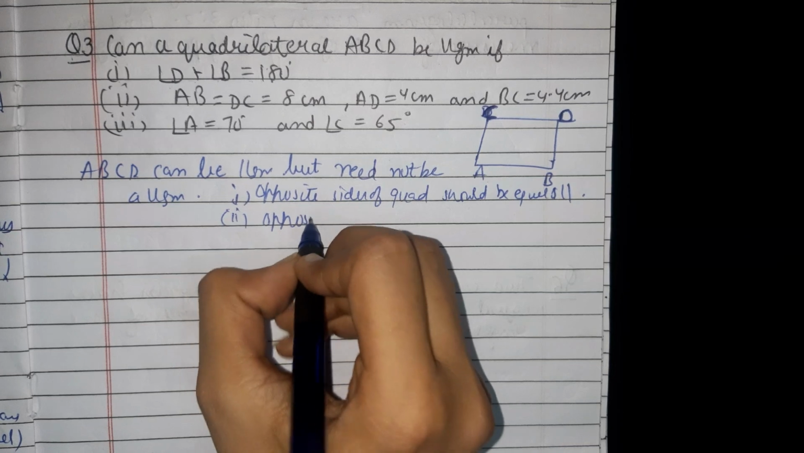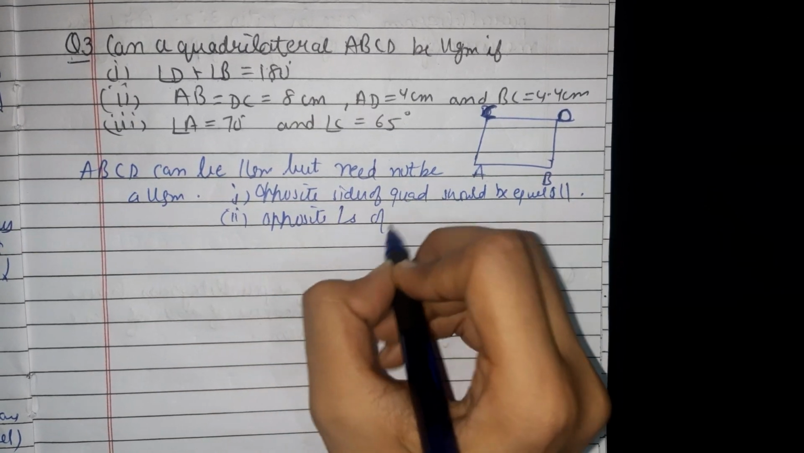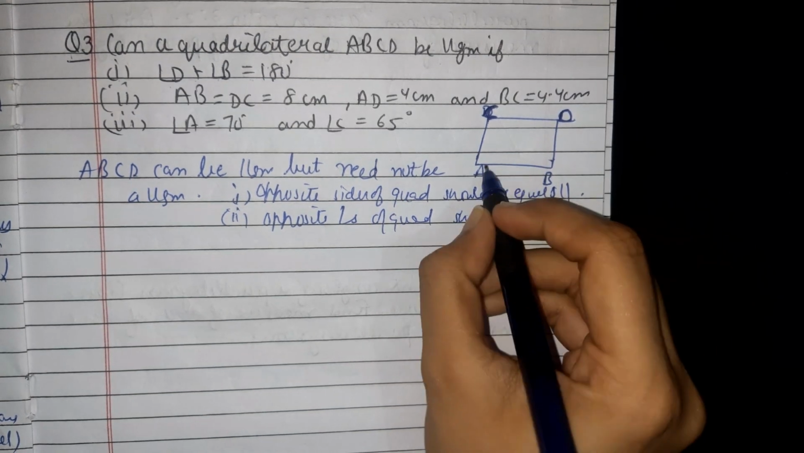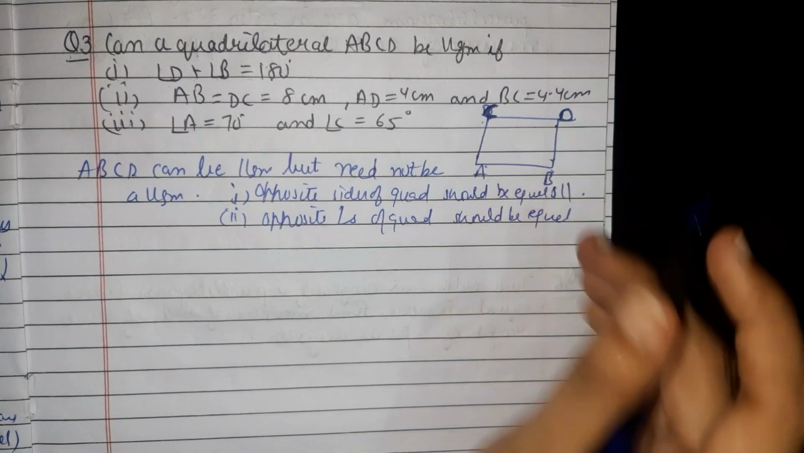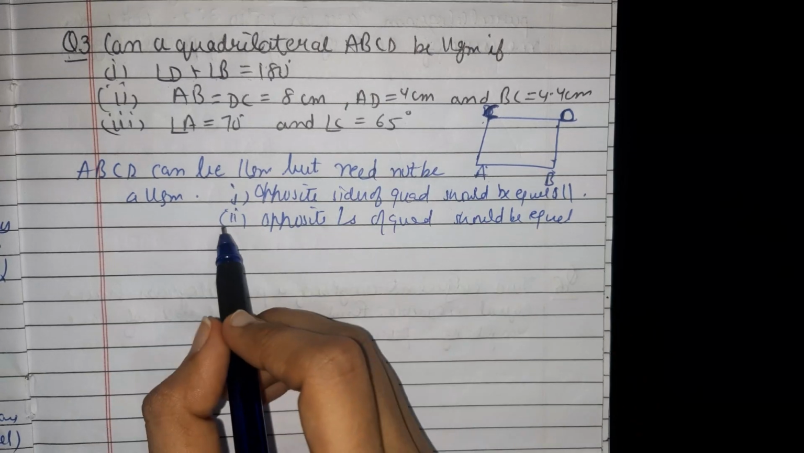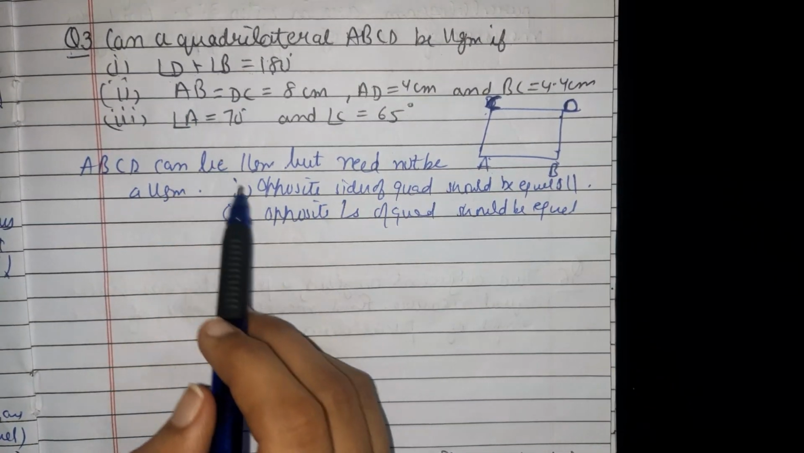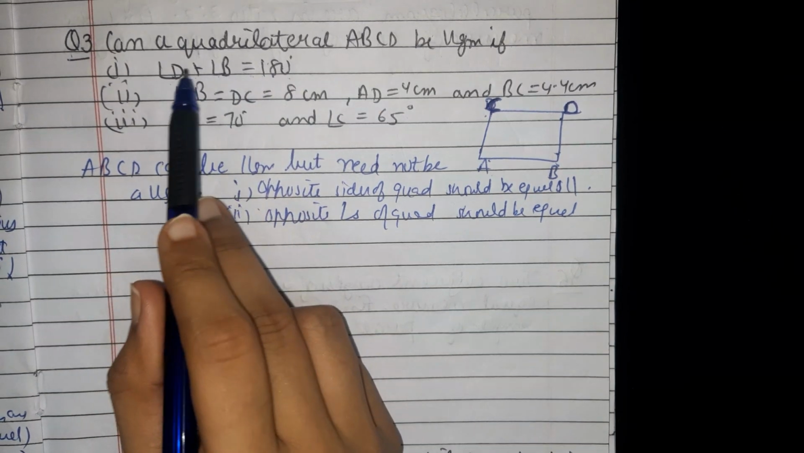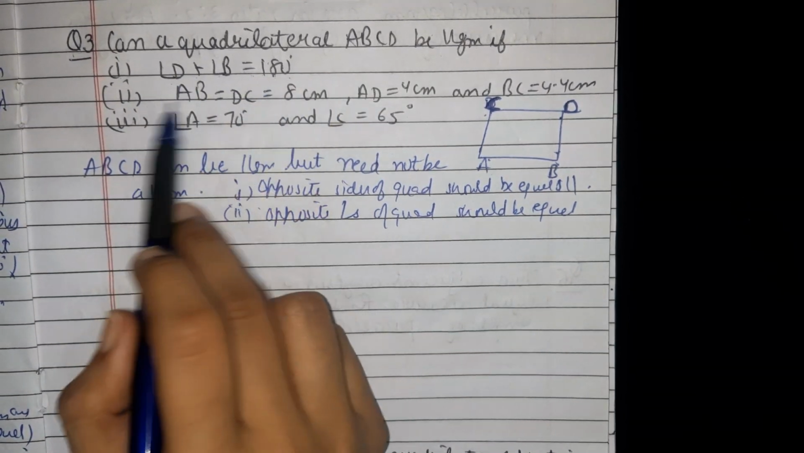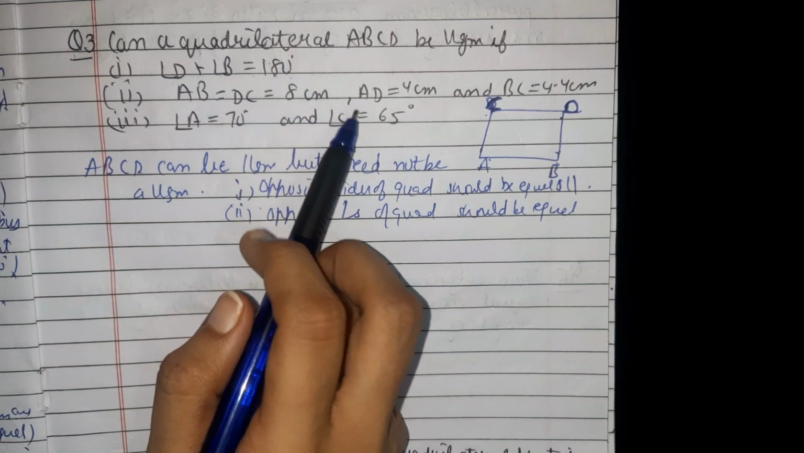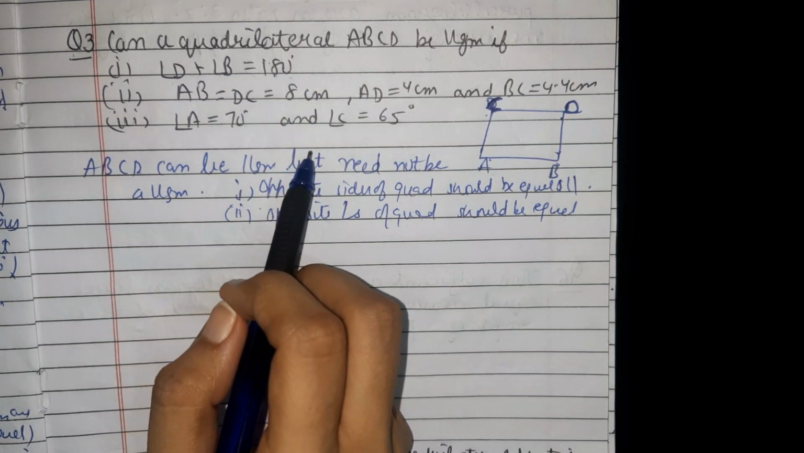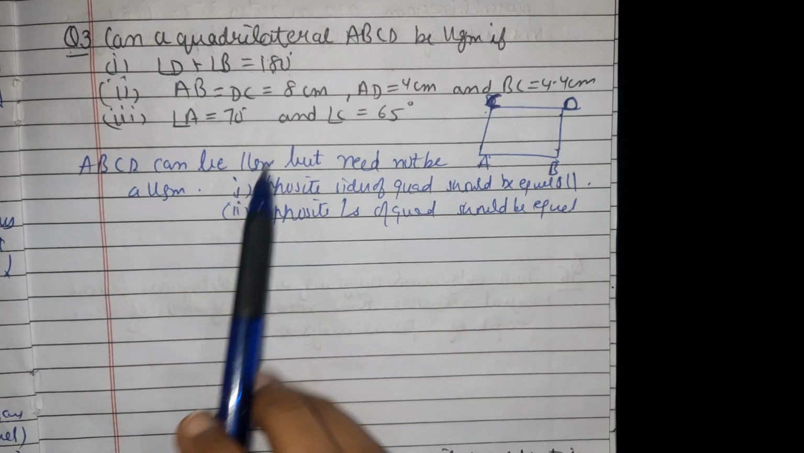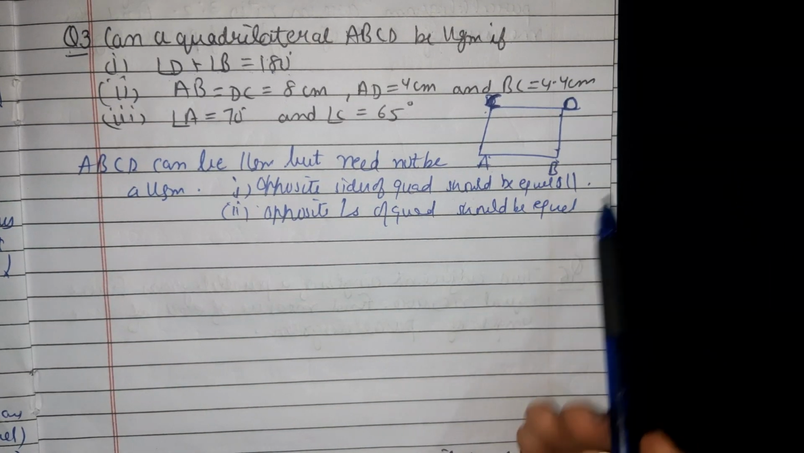Opposite angles of the quadrilateral should be equal, that is, angle A equals angle D and angle B should be equal to angle C. The adjacent angles sum up to give 180 degrees, all adjacent angles, not only angle D plus angle B. And the diagonals of the parallelogram bisect each other. Only then can this quadrilateral become a parallelogram.